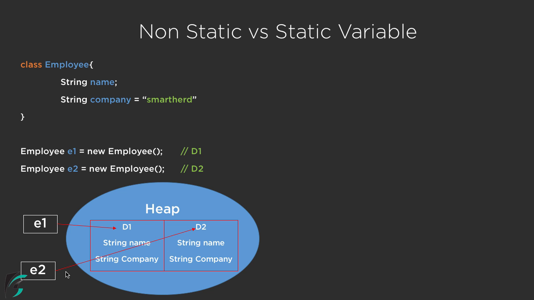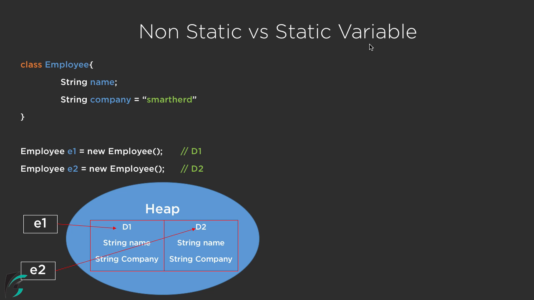Again, pretty simple. Now if you notice one thing here, both the employees D1 and D2 have the same company name, Smartherd. So don't you think it is just a waste of memory? Yes, it is. So here comes the static variable into the picture.